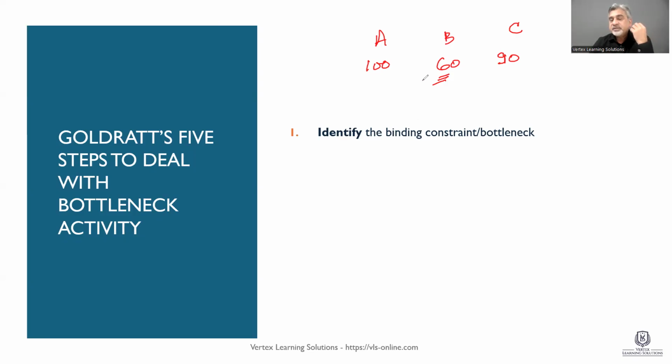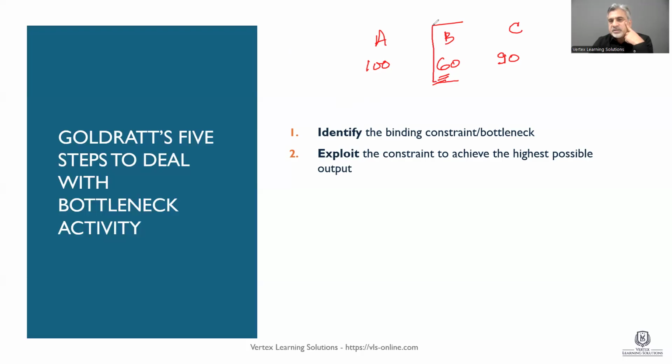And we understood that our maximum production will be the capacity of the bottleneck resource. It does not matter that A produces 100 or C produces 90. The maximum output that can be generated is only 60. So first we identify the bottleneck. The second is exploit the constraint to achieve the highest possible output. Now, how highest possible? Because this is the highest possible output. So what you maximum can produce is 60 units per hour, because they go in like this, okay?